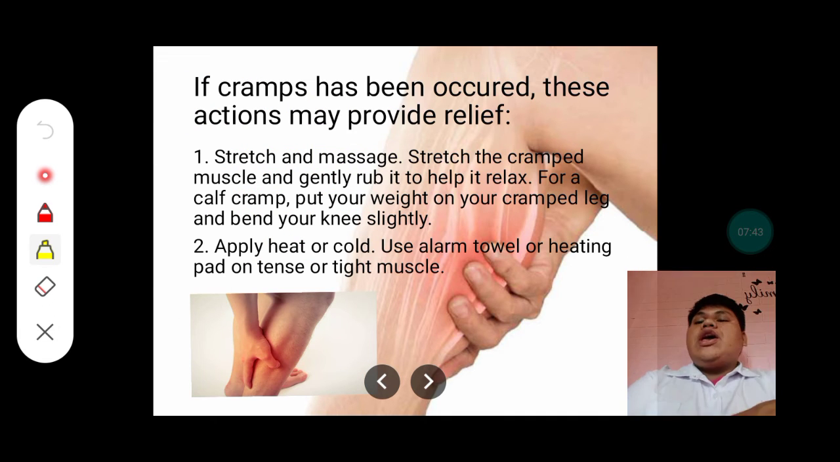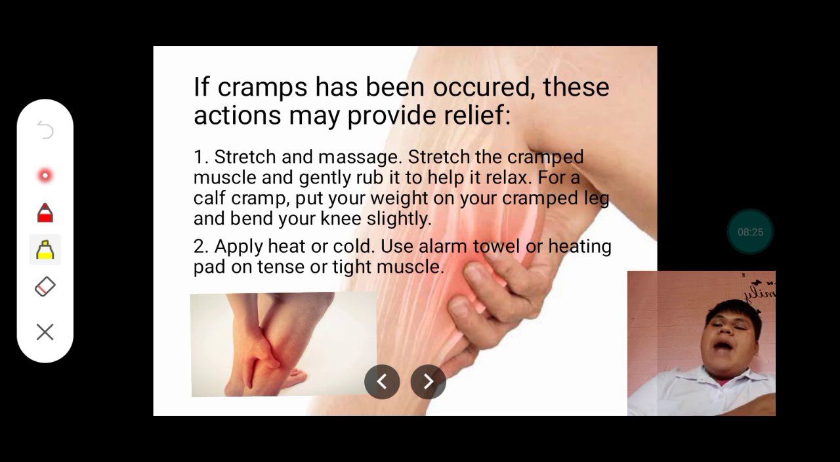Next, if a cramp has occurred, these actions may provide relief. If a muscle cramp has occurred, these are the actions that can provide relief for the muscle. Number 1, stretch and massage. Stretch the cramped muscle and gently rub it to help it relax. For a calf cramp, put your weight on your cramped leg and bend your knees slightly.